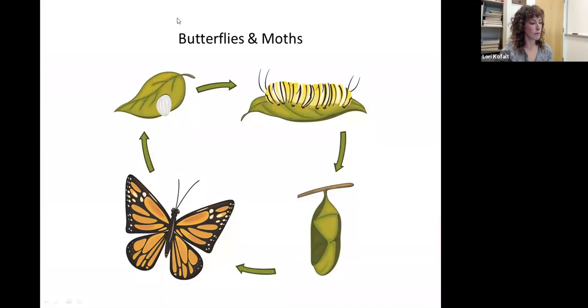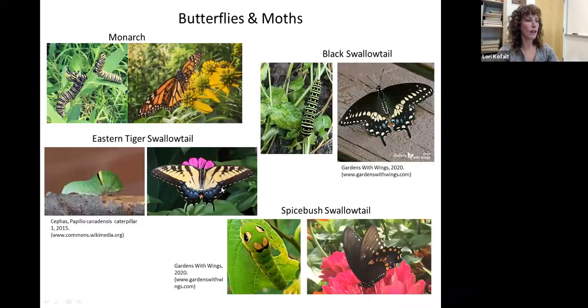So, butterflies and moths. Life cycle: the egg is laid on or near a host plant, turns into a larva, which must have access to the host plant it needs, becomes a pupa, forms a chrysalis, and then you've got a full-grown butterfly after that.